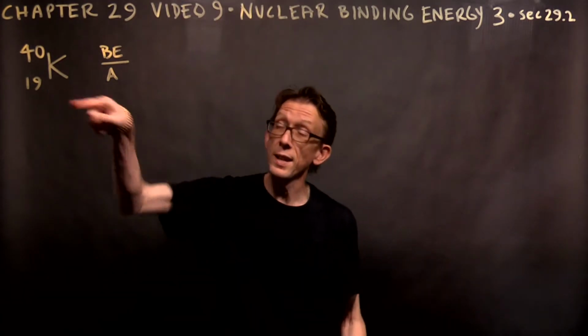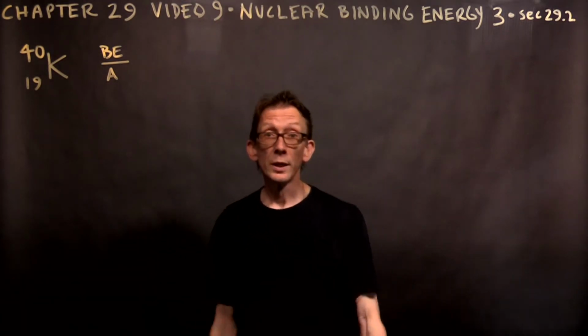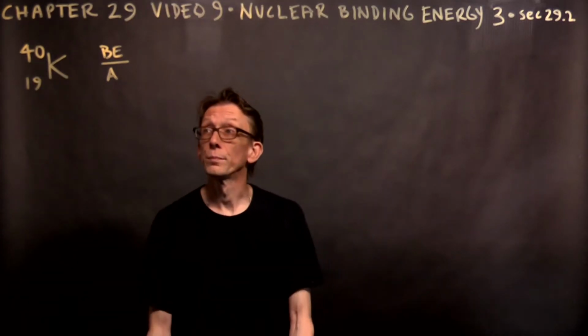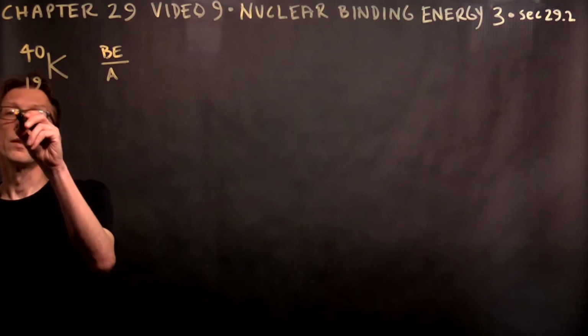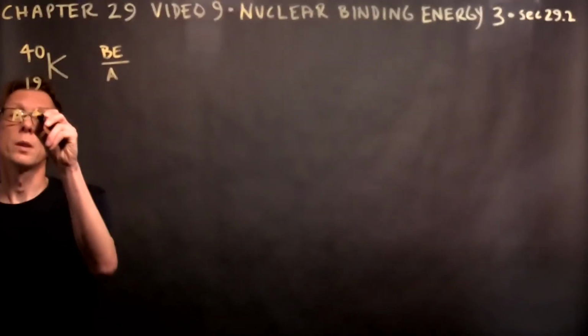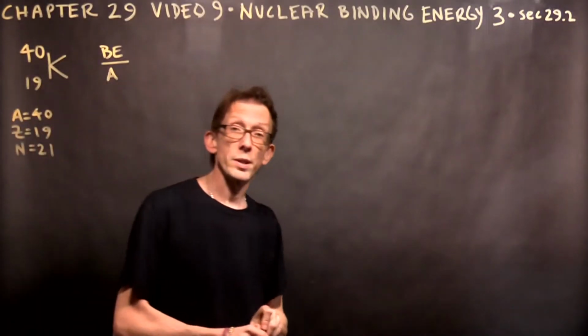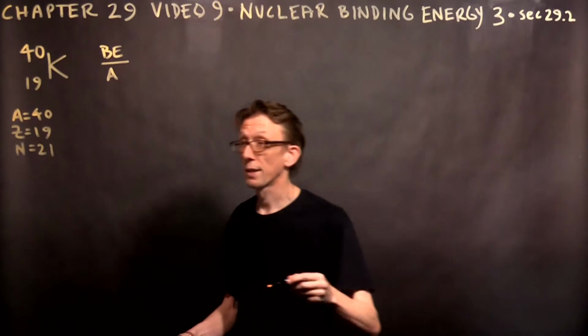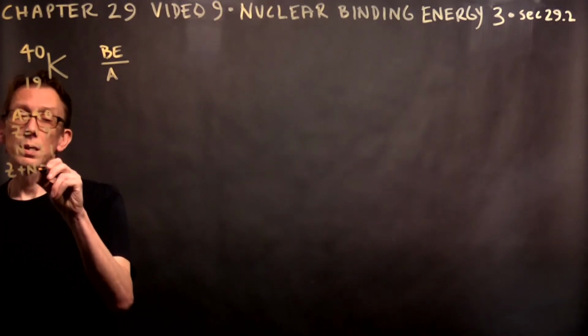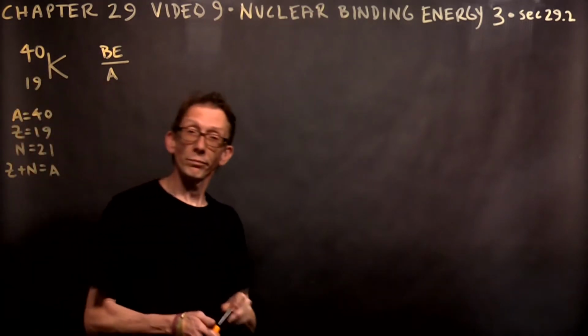And again, the 19 is the atomic number, the Z, which tells you how many protons there are. So the mass number here is 40, the atomic number is 19, and the neutron number is 21. So that Z plus N equals A. Right? That's the rule: Z plus N equals A.